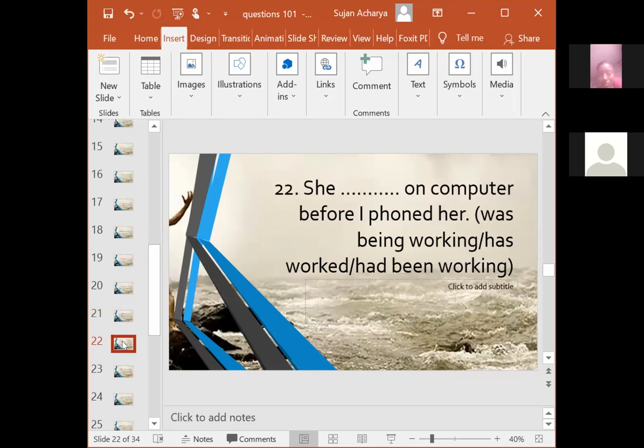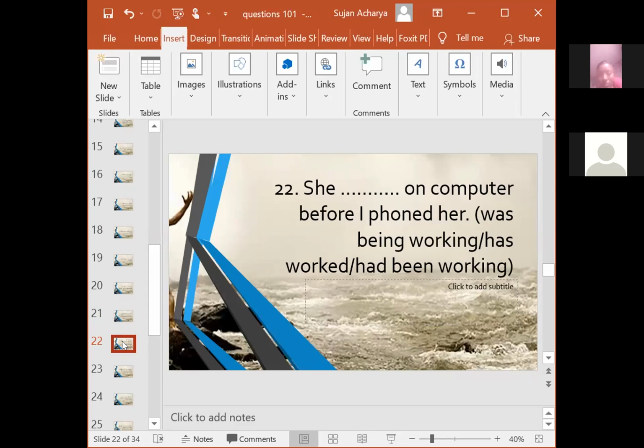Number 22. Dash on computer before I phoned her. Now she was working on, number 22 had been working. She had been working on computer before I phoned her.